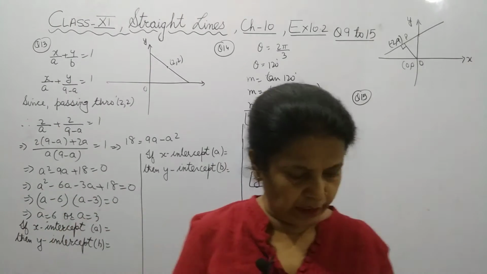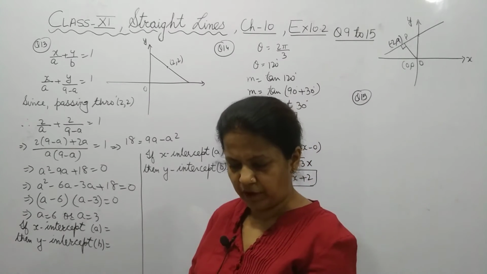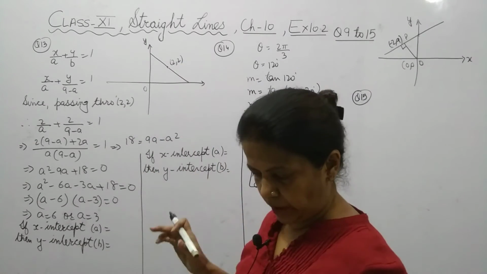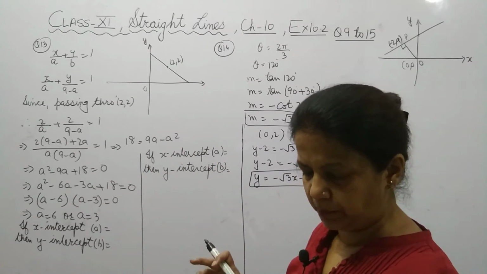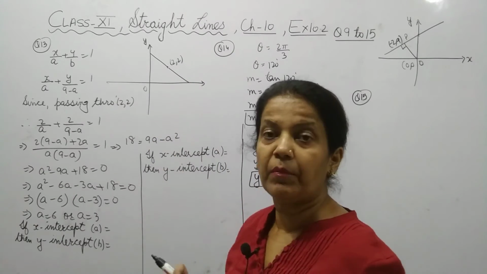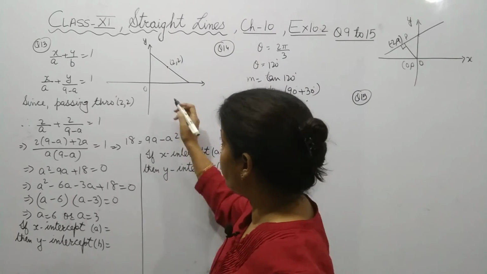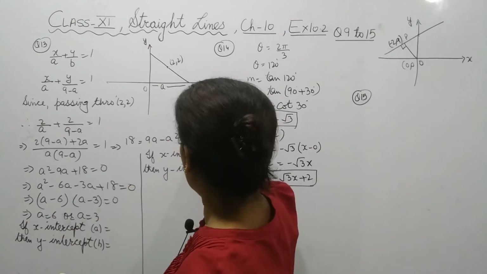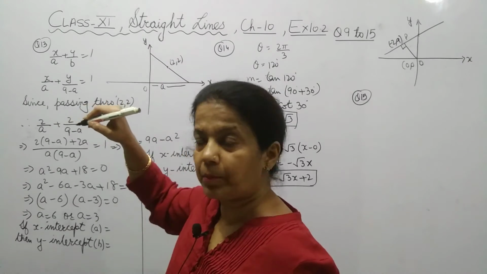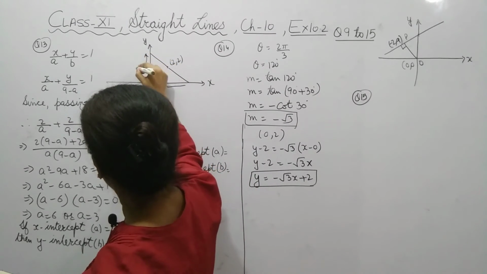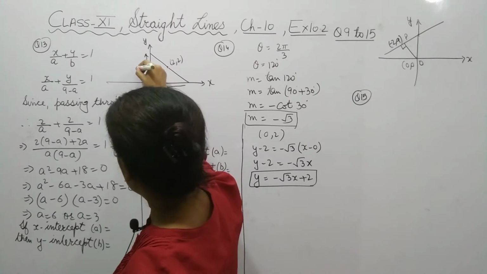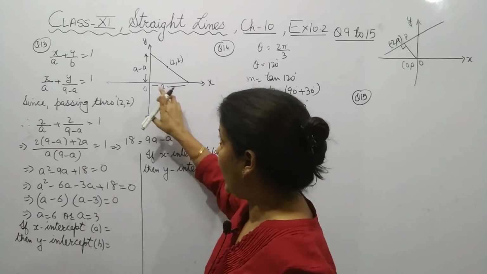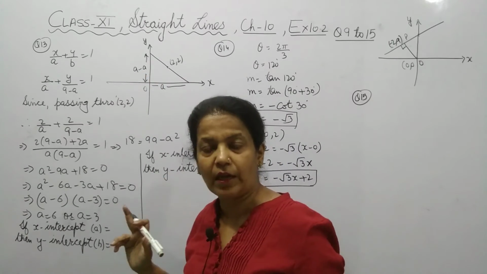In question 13 it is written, find the equation of the line passing through (2, 2) and cuts off equal intercepts on both the axes whose sum is 9. If we take the x-intercept as a, then what should be the y-intercept? Since the sum of both of them will be 9, it will be 9 minus a. So here the value of a is a and the b value is 9 minus a.